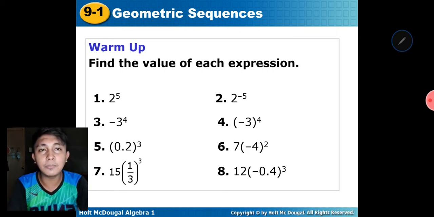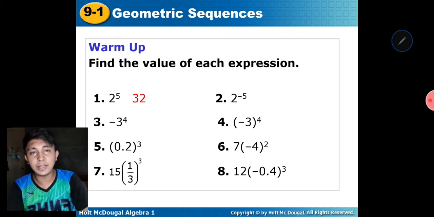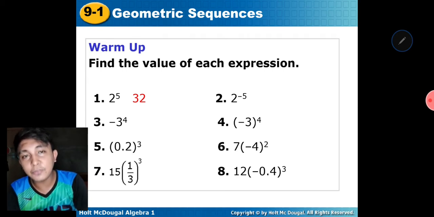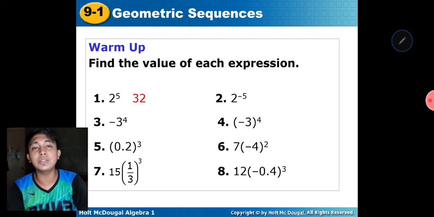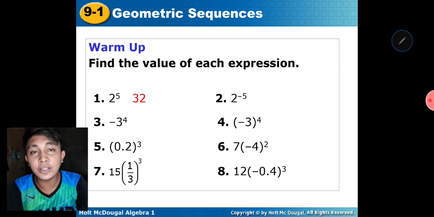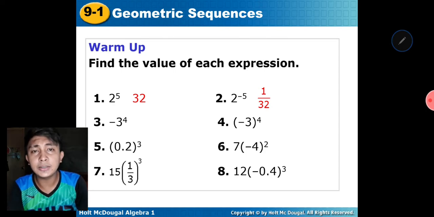So what is number 1? 2 raised to 5. What is the equivalent of 2 raised to 5? So 32. Maybe some of you are thinking 2 times 5, which is 10. No. 2 raised to 5 simply means 2 is multiplied 5 times by itself. So it is 2 times 2 times 2 times 2 times 2, which is 32. Okay, 2 raised to negative 5. So 1 over 32.